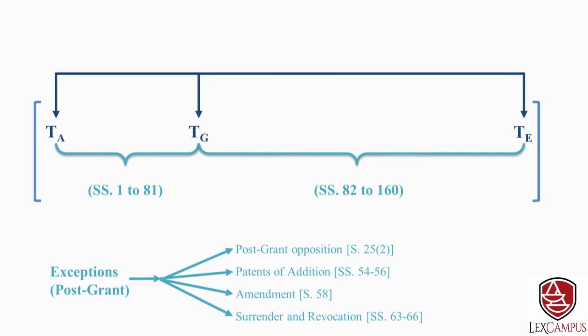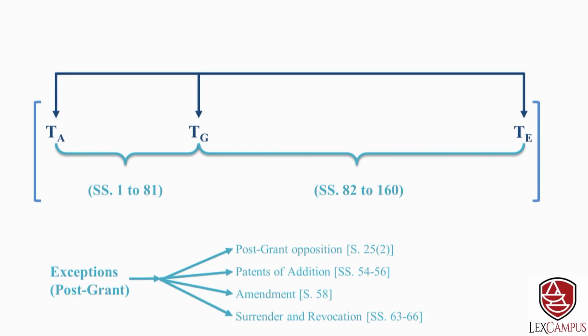Amendment under section 58 is not an amendment that takes place before the Patent Office. It is an amendment that can take place before the Intellectual Property Appellate Board or the High Court. Though it comes within sections 1 to 81 in the scheme that we had mentioned, amendments at the IPAB or the High Court happen after TG. Surrender and revocation, which are covered in sections 63 to 66, can happen only after the patent is granted. Again, these events happen after TG.